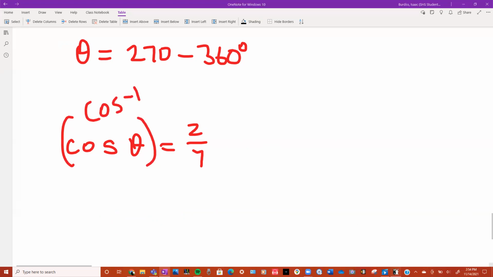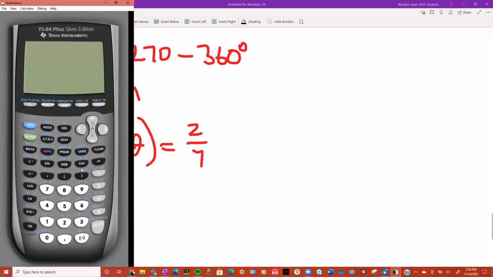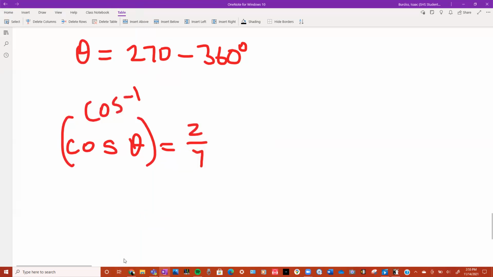You can get that on the calculator right here. By the way, there are no cosecant, secant, or cotangent buttons, so you just have to know that they're reciprocals of the others. Anyways, we have to do that on both sides, and this would cancel out our cosines. So cosine to the negative 1 of 2/7 is what we need.